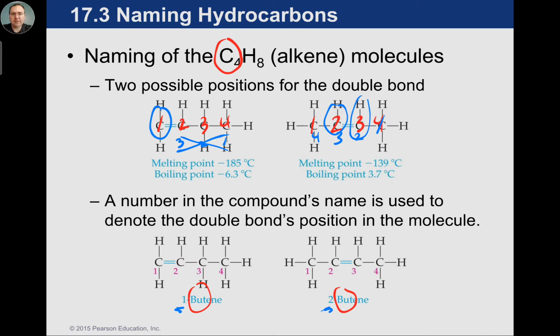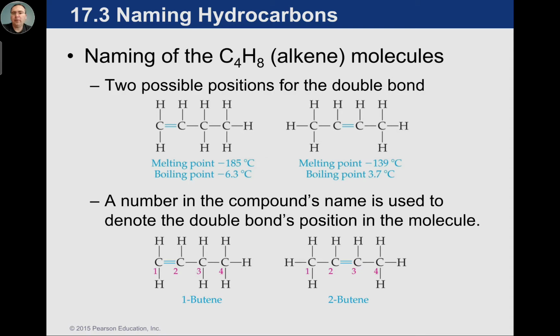Also notice this is an alkene, and the reason it's an alkene is because it has a double bond. Because it has this double bond in the middle, or on the edge, this is why we add that ene ending instead of that ane or yne kind of ending for the other family members, alkanes and alkynes.